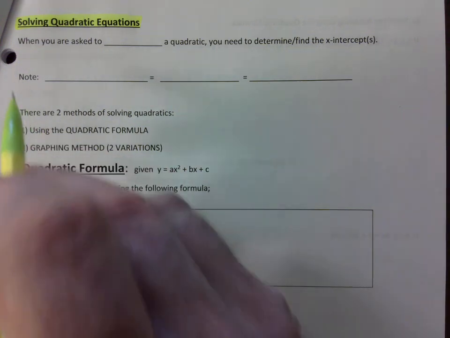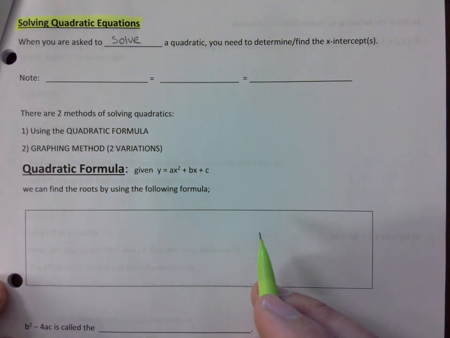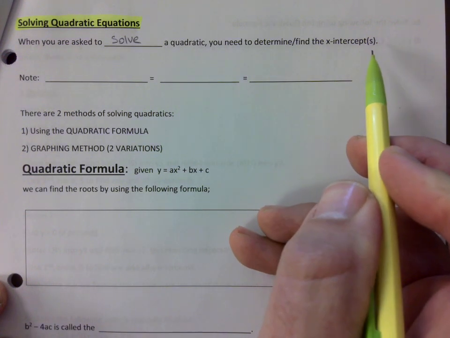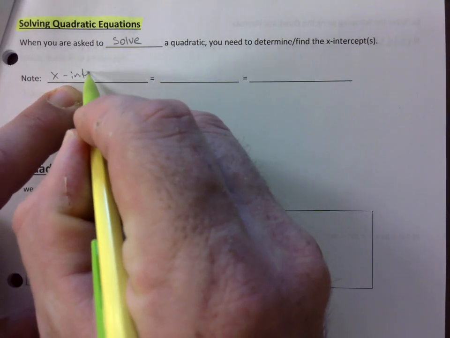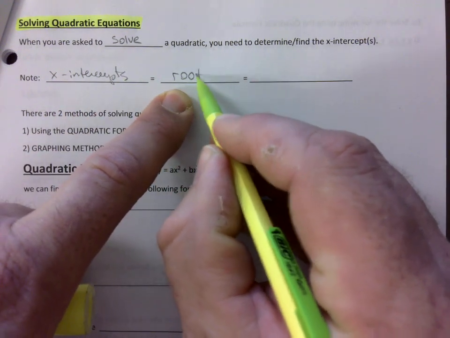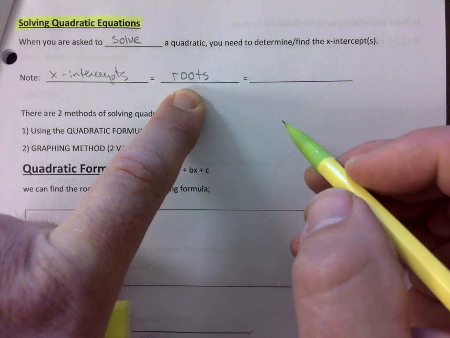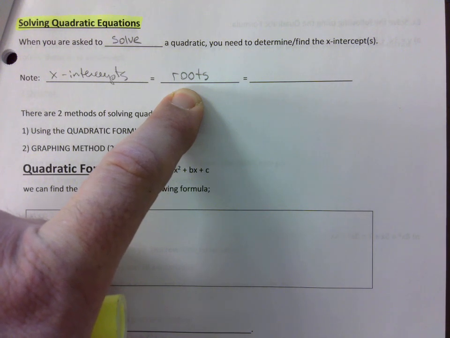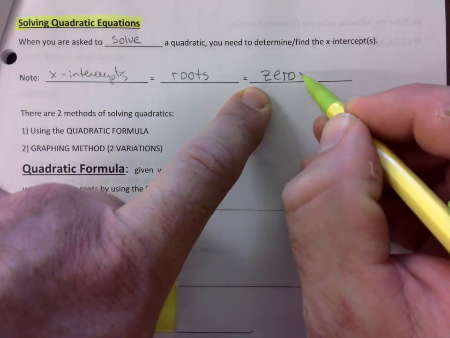Stay with us. When you're asked to solve a quadratic, you need to determine or find the x-intercepts. And note that x-intercepts are the same thing as, we call them roots as well. You will see why we call them roots, because we take the square root before we find the final answer. That's why it's called the roots. Sometimes it's also referred to as zeros.